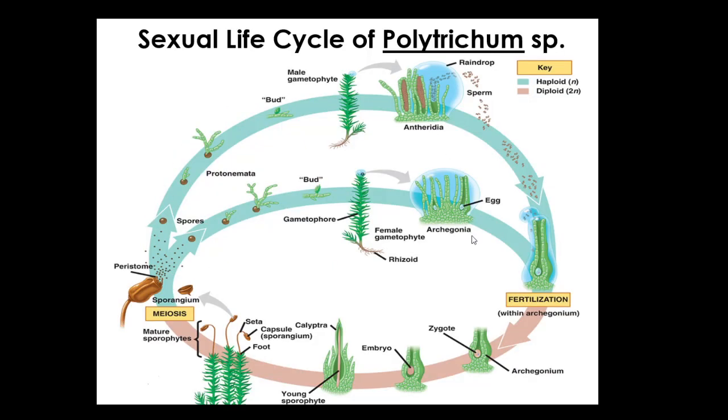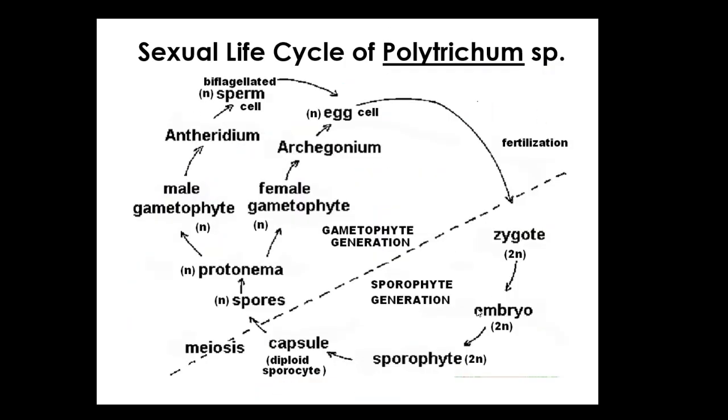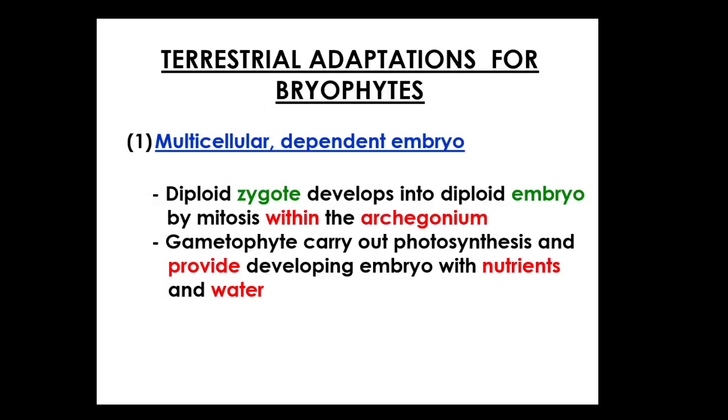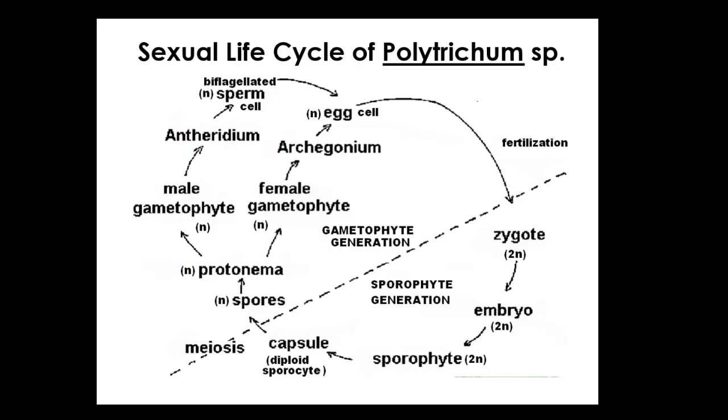So that is an example of one species in Bryophytes, which is Polytrichum species. Polytrichum species is a Bryophyta. Okay, and this is its life cycle. This is the same information, just divided into a different diagram. Okay, so that was it for the sexual life cycle of Polytrichum species.